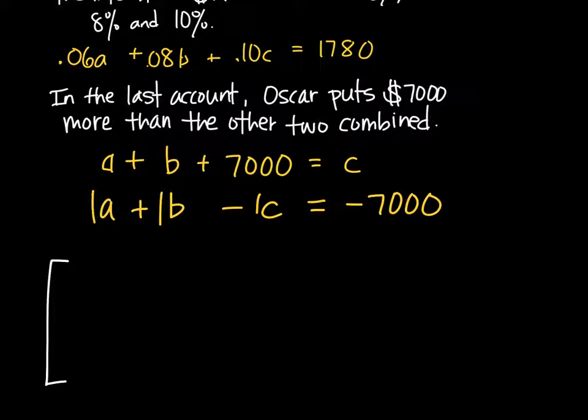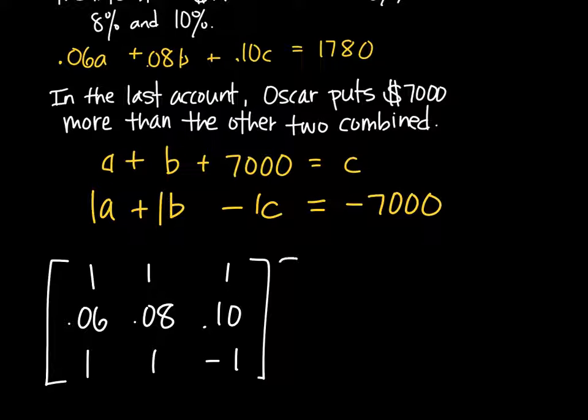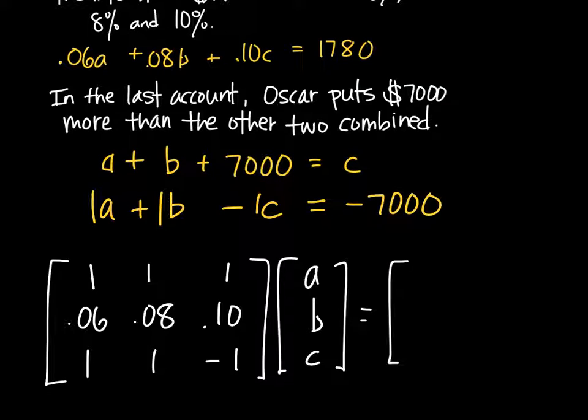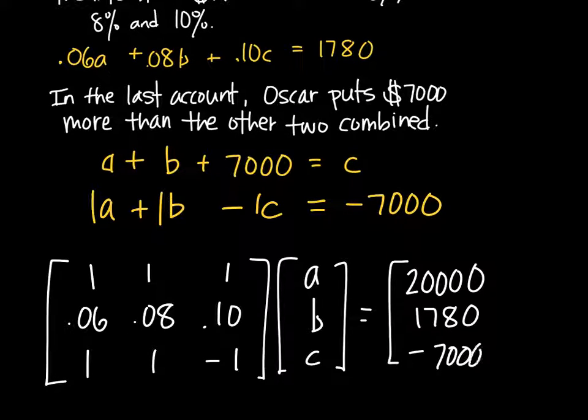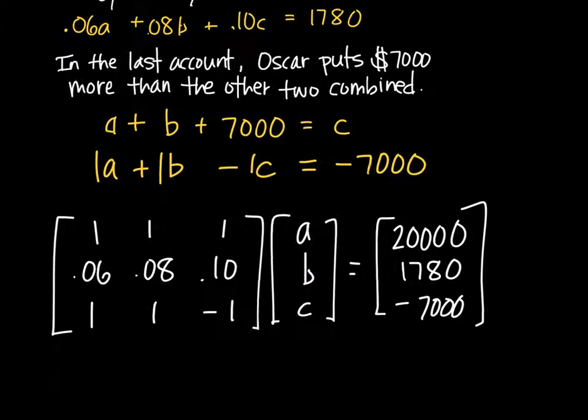What's the top row of the system? 1, 1, 1. What's the second row? 0.06, 0.08, 0.10. And the last row, 1, 1, and negative 1. Our matrix would be A, B, and C. And then the last part of the matrix would have what as my top number? 20,000. My second number? 1780. And my last number? Negative 7,000. Go ahead and put that 3 by 3 matrix into your calculator.